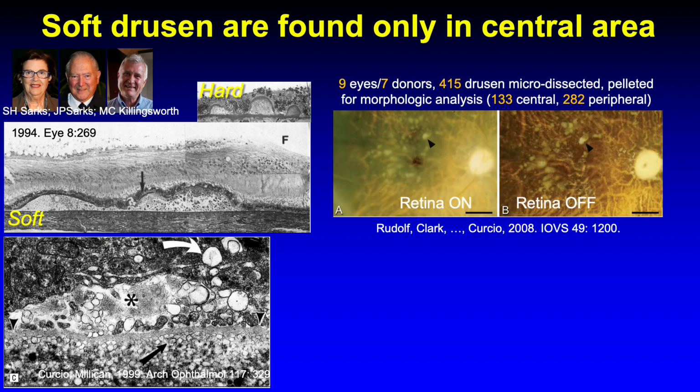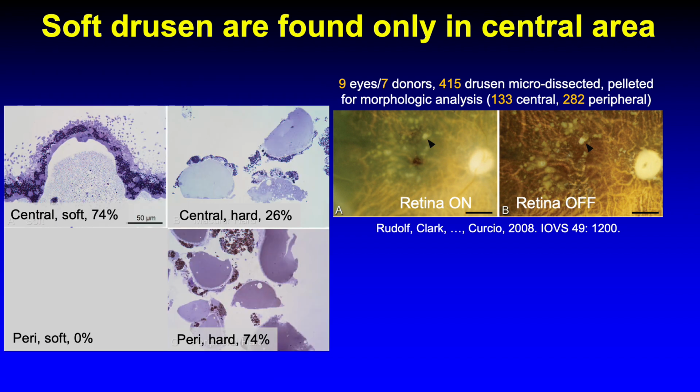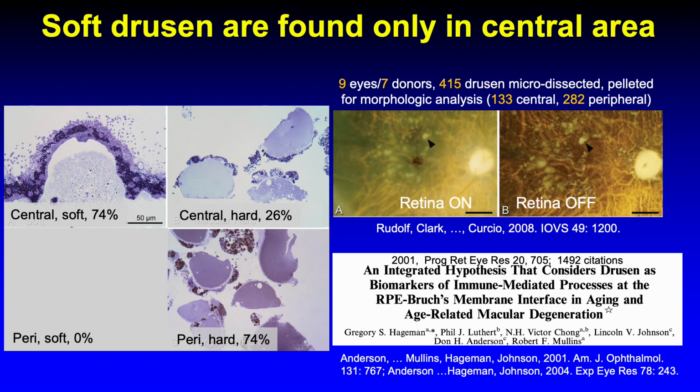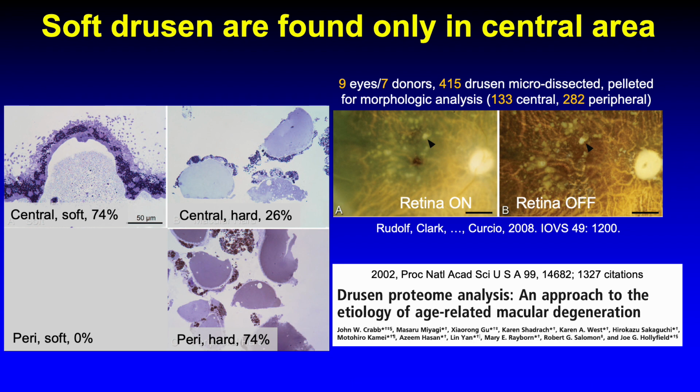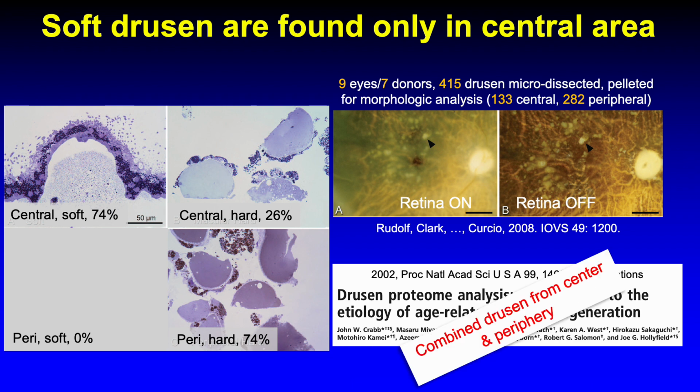Our microdissection study directly compared central and peripheral drusen, 415 total, and indeed we found soft drusen only centrally. Other studies considered seminal in their time could not make this determination because they either sampled the peripheral retina or combined the central and the peripheral retina.